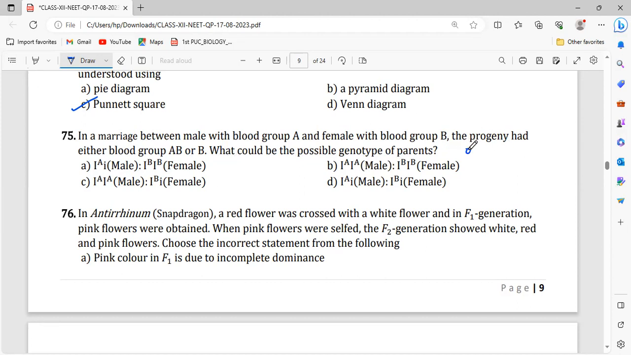Here they are saying the male parent has blood group A and the female parent has blood group B, and when they are crossed together they had progenies, and the progeny had either AB blood group or B blood group, right? If we just see this progeny, B blood group is possible, and AB blood group is also possible.